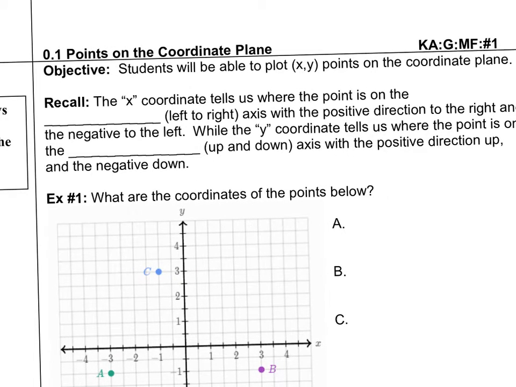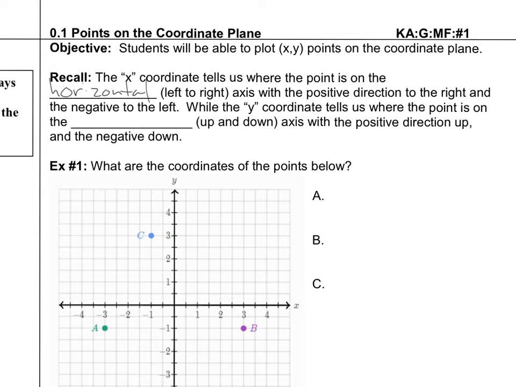The x coordinate tells us where the point is on the horizontal axis. That's the one that goes left to right. So this is the x-axis, or the horizontal axis, with the positive direction going to the right and the negative going to the left. So this would be negative, this would be positive.